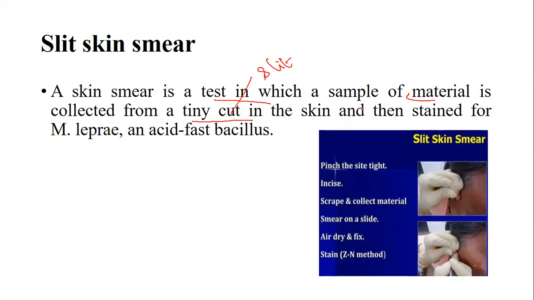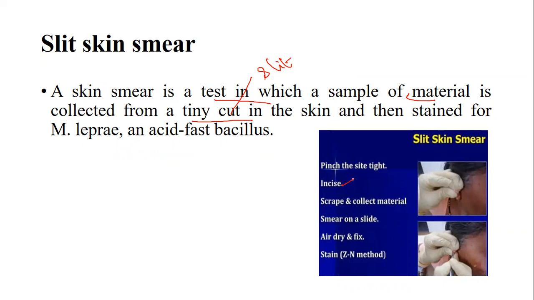Slit skin smear is stained for Mycobacterium leprae, an acid-fast bacillus. The sample can be taken from different parts of the body, like the earlobe, the tip of the nose, or near the neck region. While collecting this slit skin smear sample, we should pinch the site tight, otherwise we can't get a sample properly.